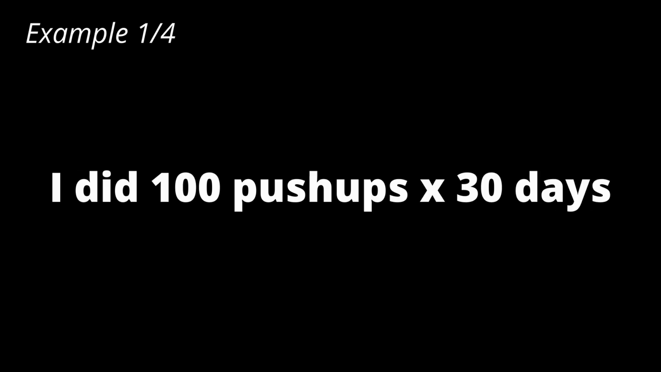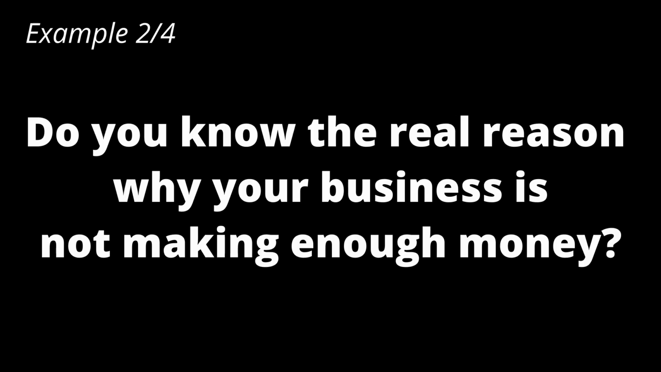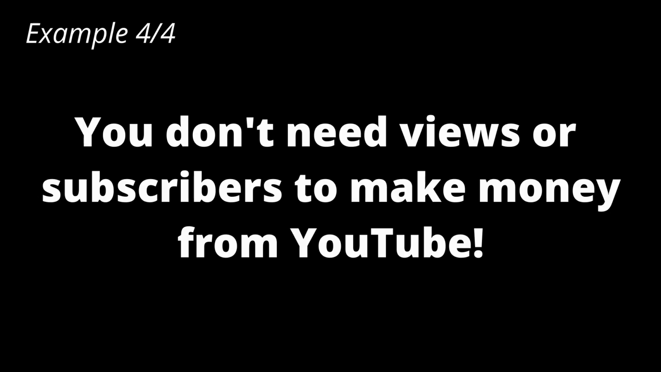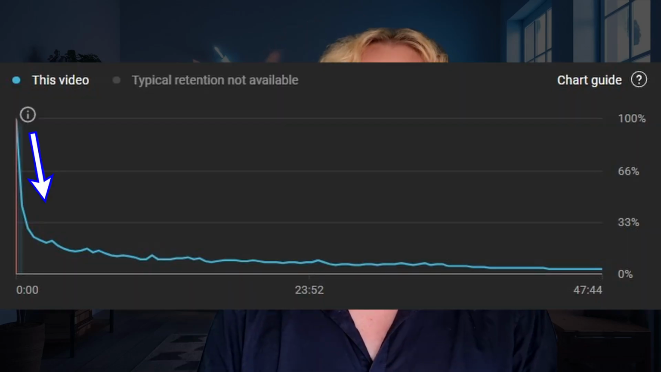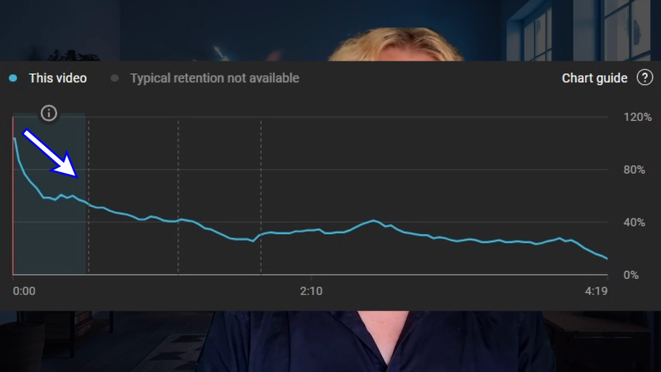Examples. I did 100 push-ups per day for 30 days. This is what happened. Do you know the real reason why your solopreneur business is not generating enough money? This is the exact step-by-step strategy I used to get 100,000 views in 30 days. You don't need views or subscribers to make money from YouTube. The biggest challenge after getting the click is to get viewers to keep watching. If you have one of these 4 things in the first 5 seconds of the video, your watch time doesn't look like this, but like this, because you've given people a reason to keep watching.